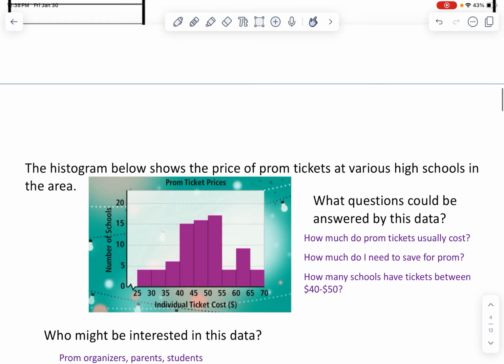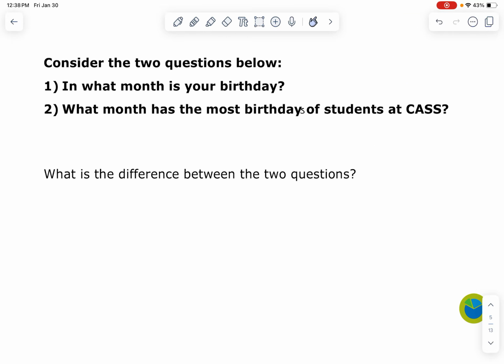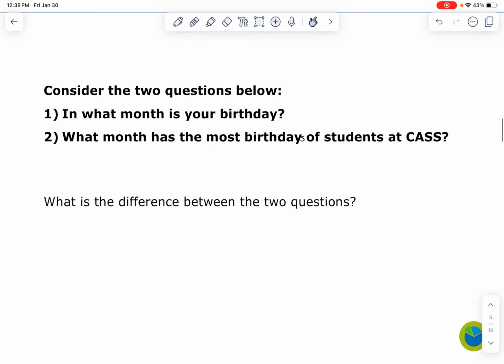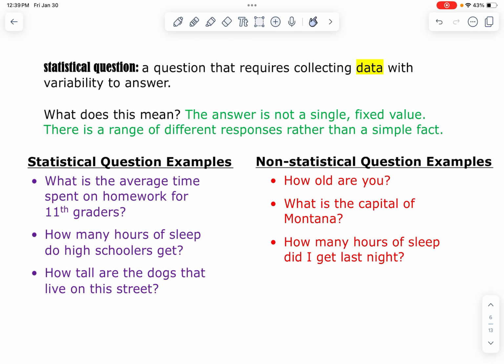So you could see up here, when we say what is a statistical question, that's really going to be an important thing. That's our next part right here: a question that requires collecting data with variability to answer that question. That's how we're looking at this second one: I need to collect some data. In the first question, I would not need to do that, so that's not a statistical question. So what does this mean? The answer is not a single fixed value. In other words, there's a range of different responses rather than a simple fact.